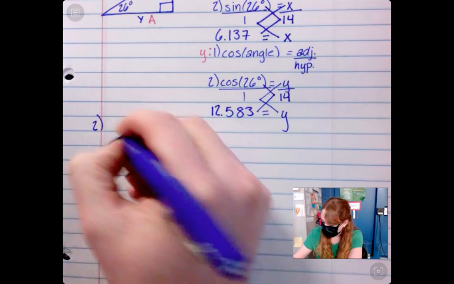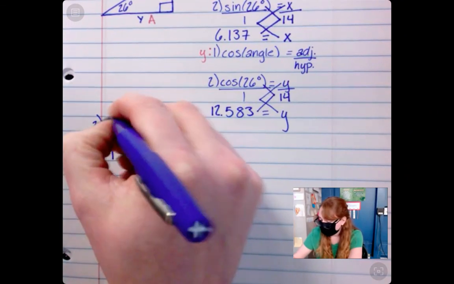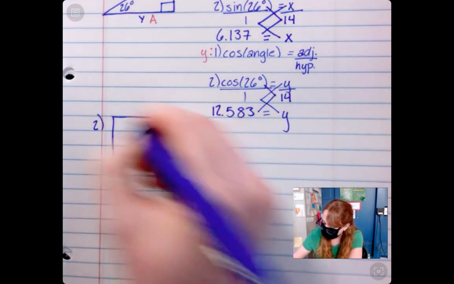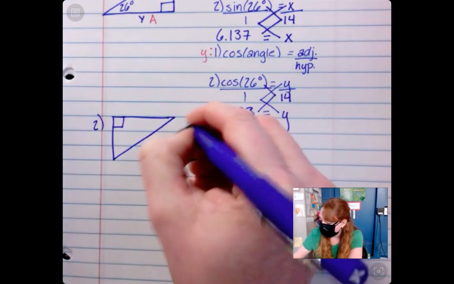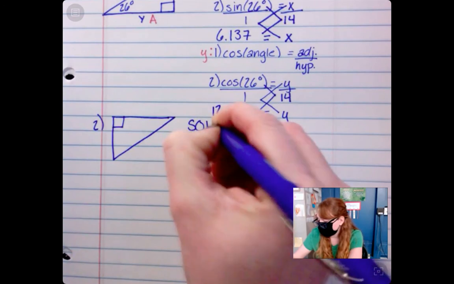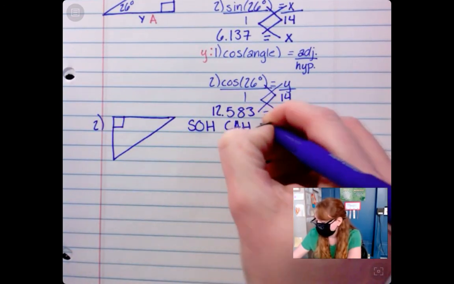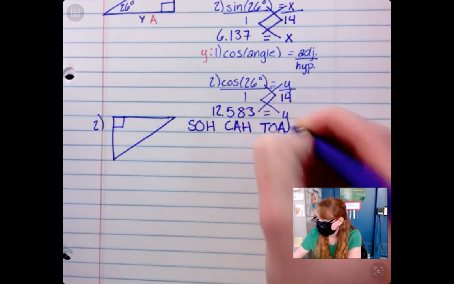For our second problem, again, we have a right triangle, which is awesome because that's what we need in order to do our trig functions here. I'm going to go ahead and write SOHCAHTOA one more time down here so we can see it in the view of the camera as we do this problem.